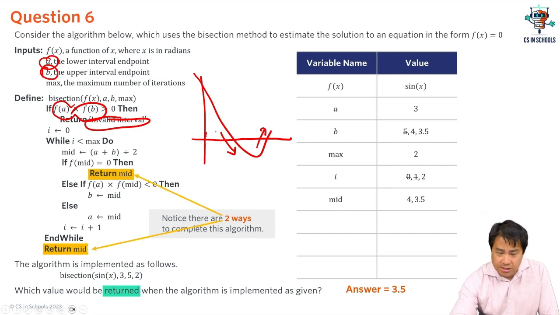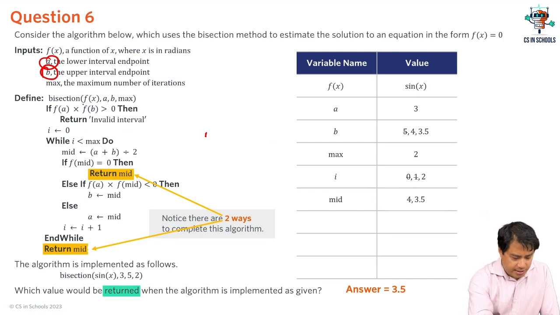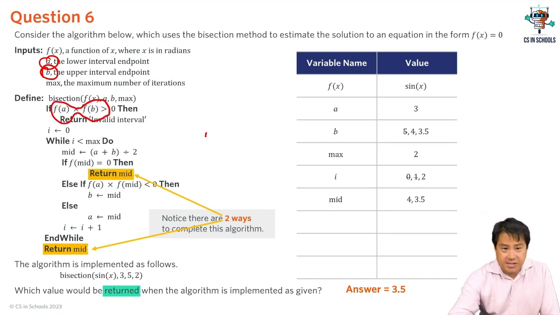So if the signs of f of a and f of b are the same, that means they're either both positive here or they're both negative here. That's what this line of code is doing. It's checking whether the two signs are the same by multiplying them together. And remember, if the two signs are the same, multiplying them together will give you a positive value. So we're looking for the case when the two signs are different, so multiplying them together should give you a negative value. So if you do multiply them together and you get a positive value, then it means they're on the same side and you would get an invalid interval being returned from the algorithm.